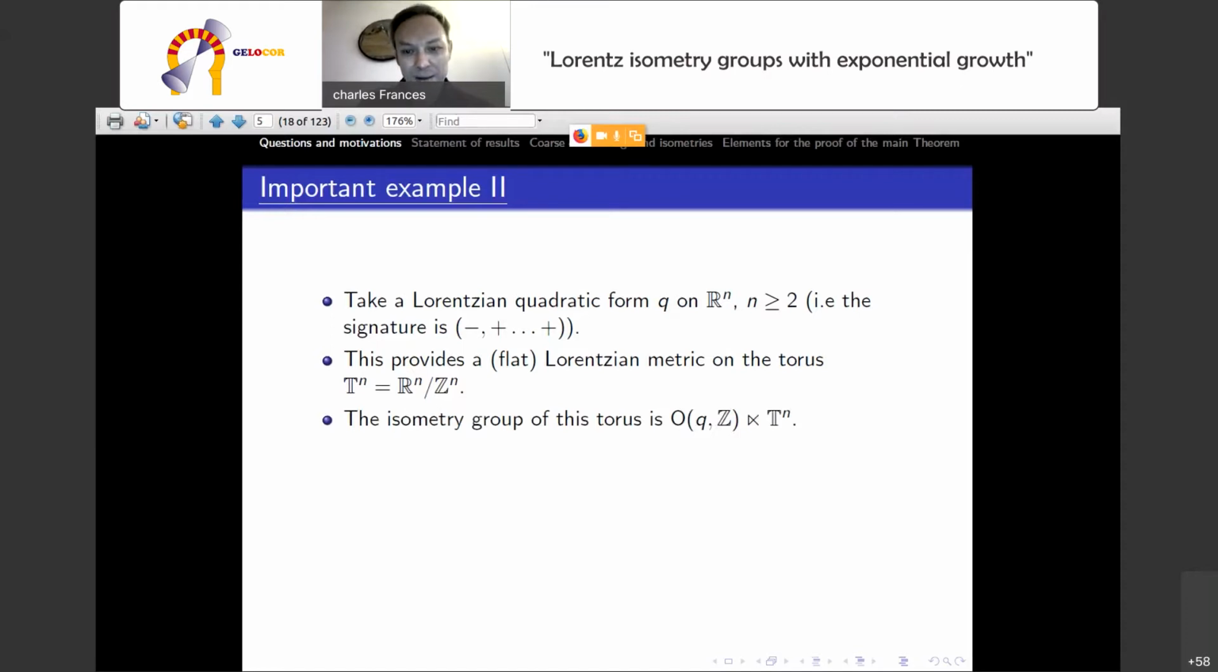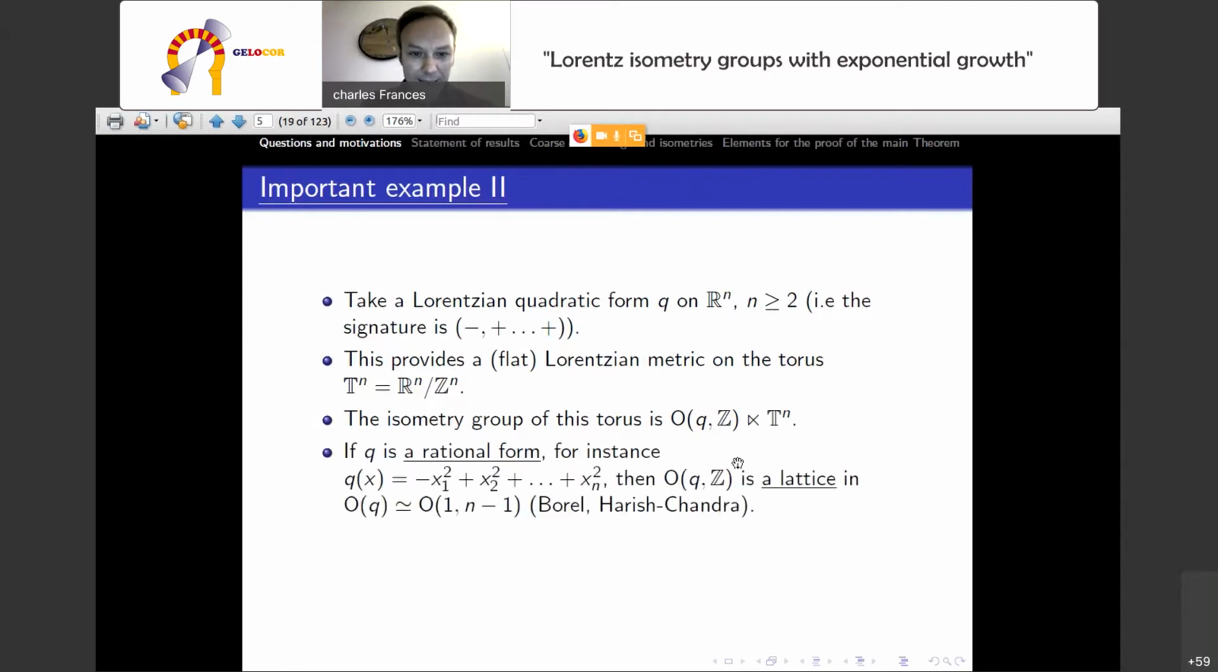So in the quotient, you get a semi-direct product O(Q,Z) by the n-dimensional torus. Here O(Q,Z) is the set of matrices in O(Q) with integer coefficients.